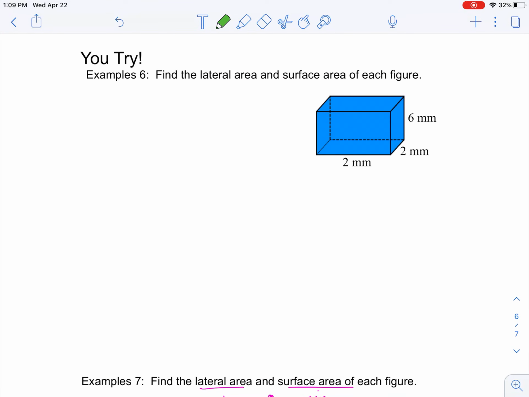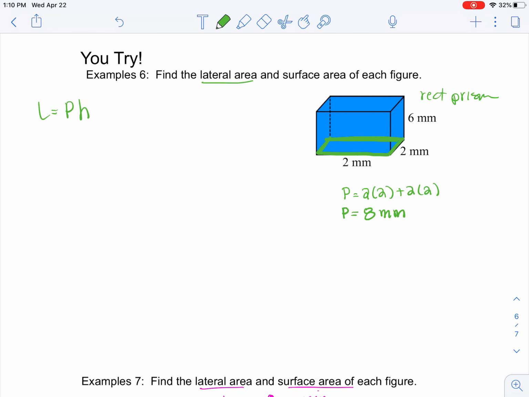If you want to see one more, this is a rectangular prism. Lateral area first, perimeter times height. I need the perimeter of the base. Remember, on a rectangle, the base is what it's sitting on. So I'm not going to redraw this one just to save some time here. There are 2 sides that are 2 plus 2 sides that are 2. So really that's a square, but I can still call it a rectangular prism because this is not a square, so it's not a cube. Okay, so rectangular prism still. So perimeter is 8.